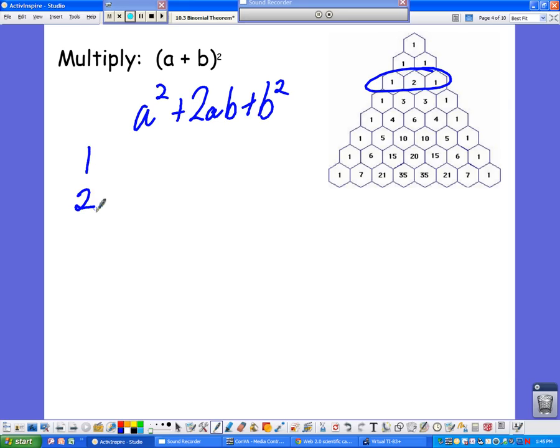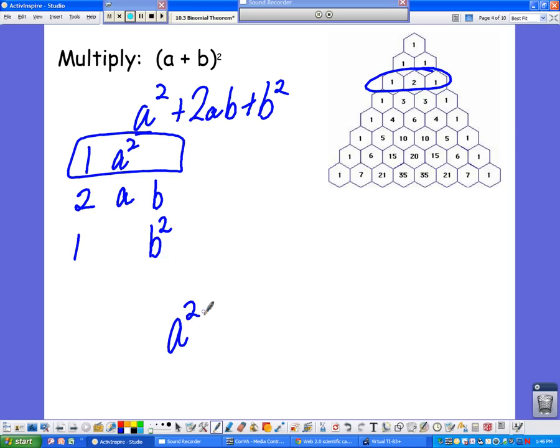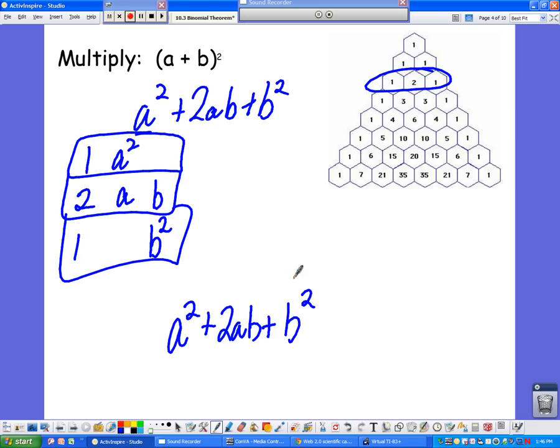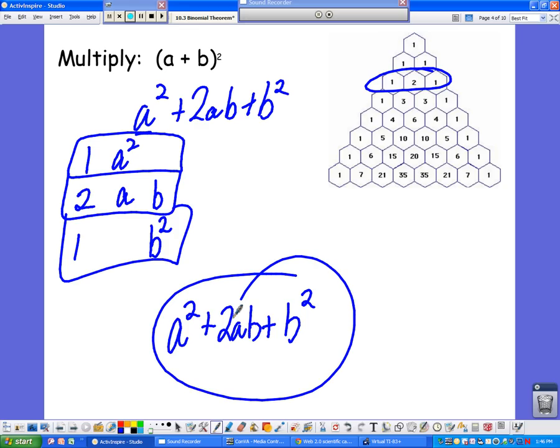1, 2, 1. And then the easiest way to do this is go a squared, and then you just go in descending order. So a squared, a, no a. And the next number, you start at the bottom where you ended up and go b squared, b, and no b. And when you're putting this thing together, you get a squared plus 2ab plus b squared. There's your answer. And if you look, that's what we actually got when we multiplied these out. So you could actually multiply these out.